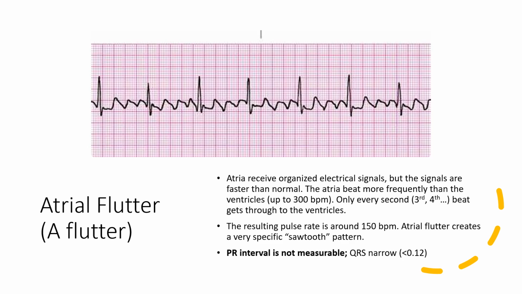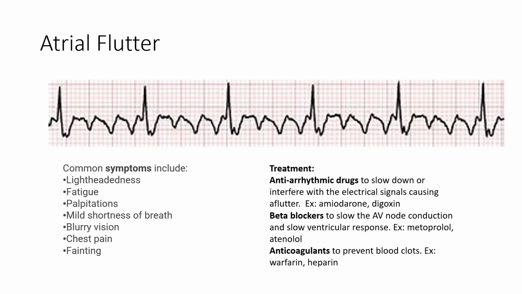We have more P's than QRS's, and we can't measure the PR interval because we have too many P's, but we can measure our QRS. Atrial flutter. This is when our heart is fluttering.